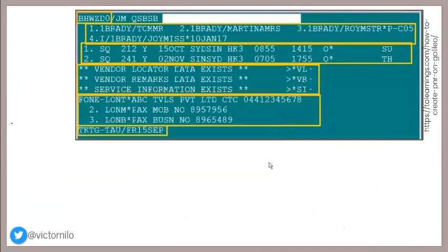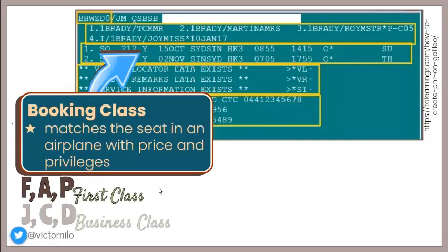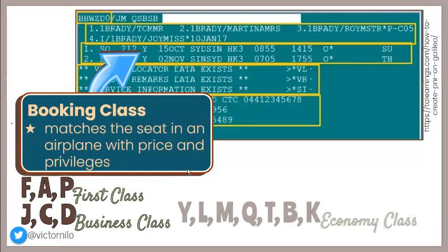The booking class code can be seen in the flight information. In this example, it's the letter Y. While the letters can vary a bit by the airline, F, A, and P nearly always mean first class, while business class is often indicated with a J, C, or D. The common economy class letters are Y, L, M, Q, T, B, and K.